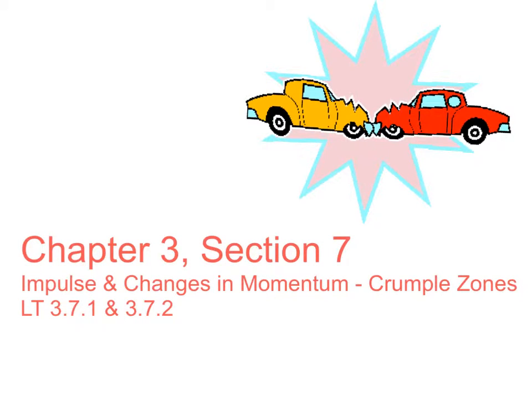Chapter 3, Section 7 is about impulse and changes in momentum. The chapter work is focused on crumple zones and why we have them. This video tutorial will focus on learning targets 3.7.1 and 3.7.2.